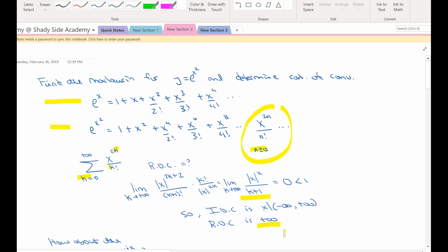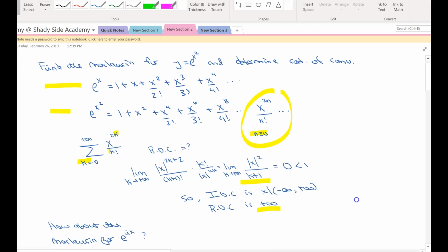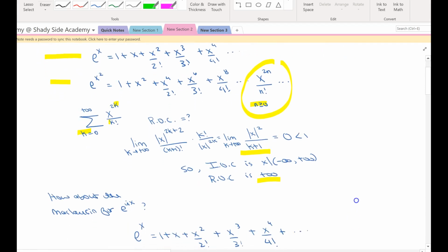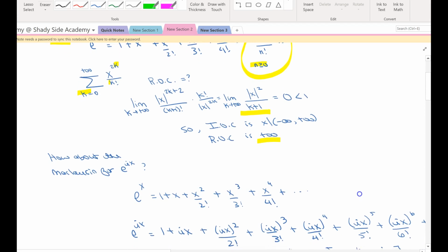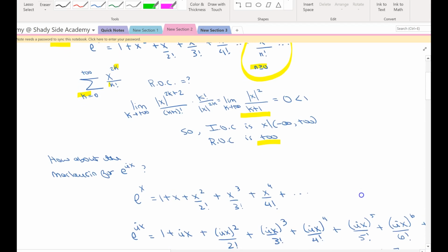Okay? All right, let's now do this. Would you please go and find the Maclaurin series for e to the ix? e to the ix. Okay, we can do it together. We know this is e to the x here. e to the ix is right there. Would you agree? There it is.